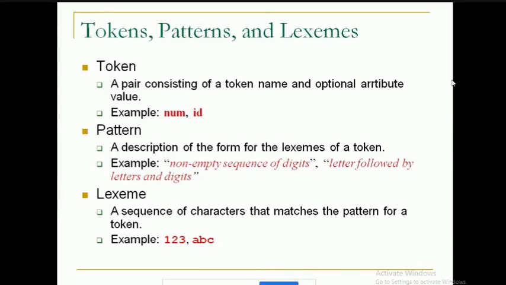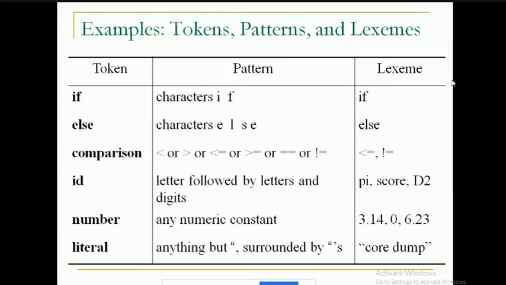So let me once again summarize the things we have discussed in the last two classes. A token is a pair: one is the token name, and the second one is an optional attribute value. Okay. A pattern gives the description of the form of the lexemes of the token. Okay, how to create a lexeme for the particular token; that description is given in the pattern. And a lexeme is the actual word which is present in your program. So if you are using a variable, that variable in your program is a lexeme, and we have to check which token it belongs to.